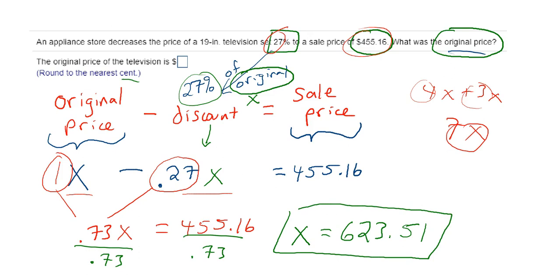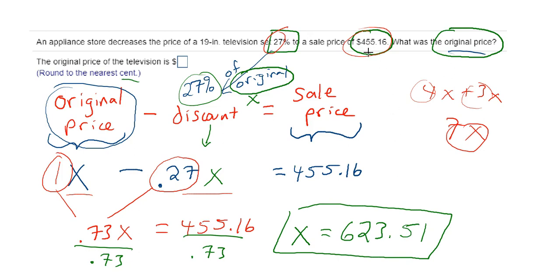Step 4 is checking the answer. So we have to have an idea of, well, what did we just find out? What does it mean for x to equal $623.51? I go back to where I was setting up my equation, and that reminds me that x was representing the original price of the TV. And 623.51 seems like a reasonable answer for what it's representing. It looks like a dollar amount for something.